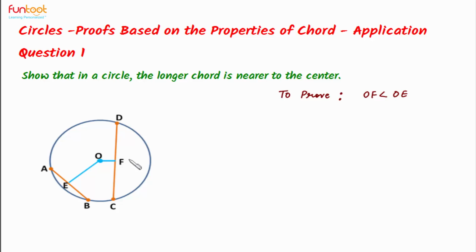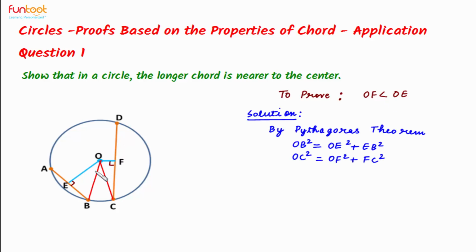Let's discuss the approach for doing this. Before we start, as we have discussed that this is the perpendicular distance, so these angles will be right angles here. For proving this, we can join OB and OC. Let's explore if we can use properties of chords and Pythagoras theorem for proving OF is less than OE. With this approach, let's complete the solution.